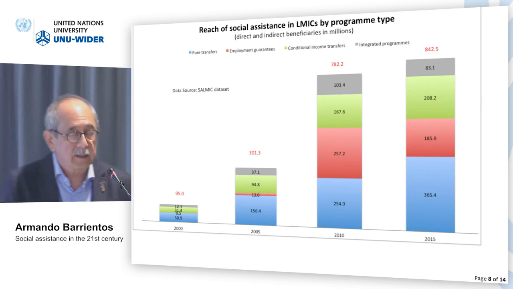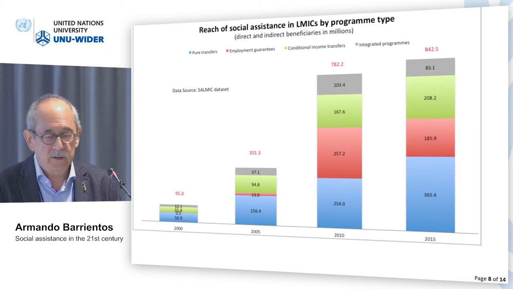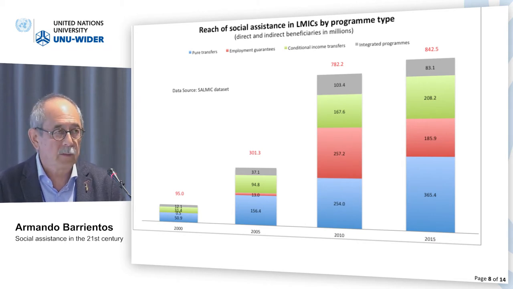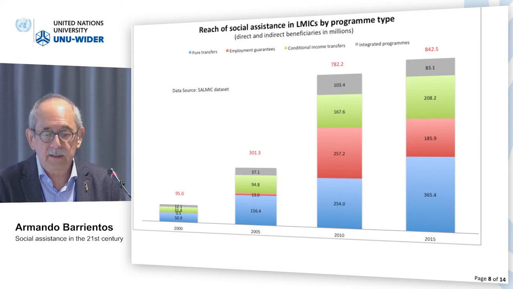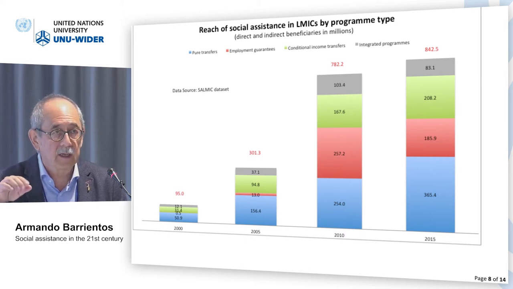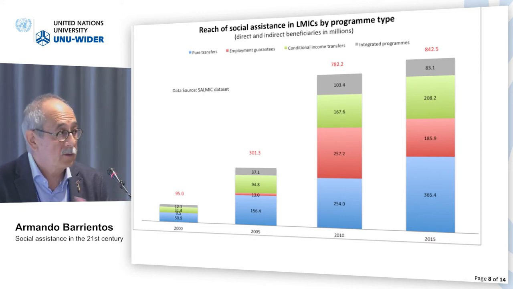If you look at those ones, and this is very interesting, this is what you get in terms of the actual reach of social assistance. The blue ones are pure income transfers. They transfer income to improve consumption. The pink ones are employment guarantees. The green ones are conditional transfers. And the top gray ones are programs that aim to improve the inclusion of families. So they are more integrated, they're multidimensional, they have much more in the way of intermediation. I'll come back to that point later on.